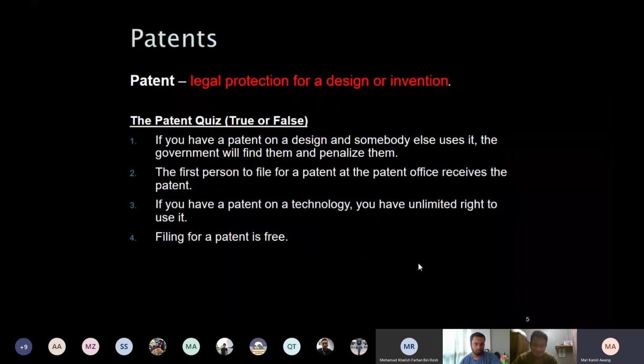Filing for a patent is free. Is it true or false? False. It costs money. It has a fee that you need to pay.